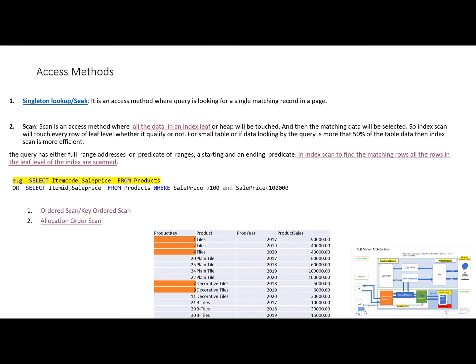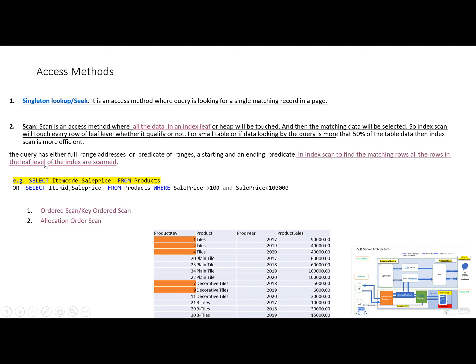This is the index maintenance module, and we are discussing the access methods in the index structure. The second method is the scanning method. We came to know that the scanning method will scan all the records on the leaf level, whether these records are qualifying or not, and then the matching records will be returned to the query processor after scanning.